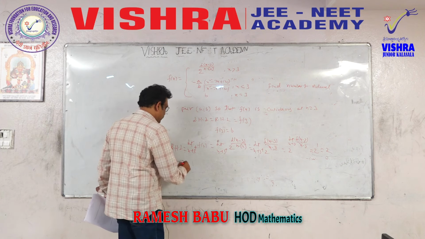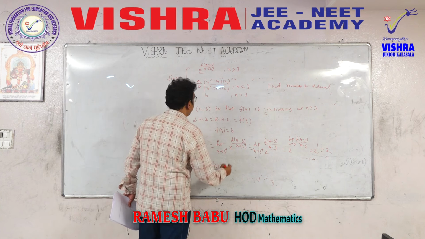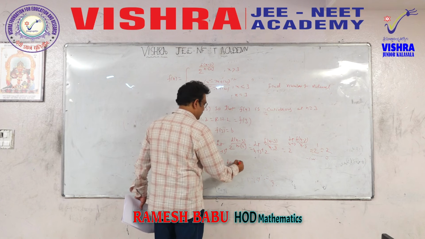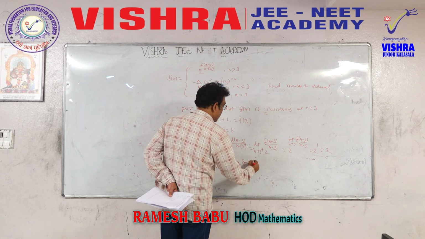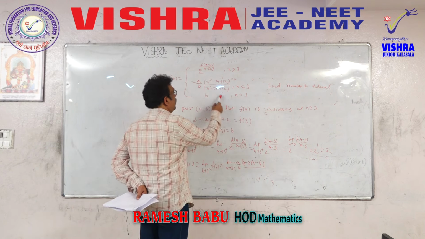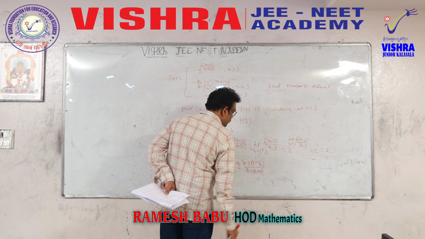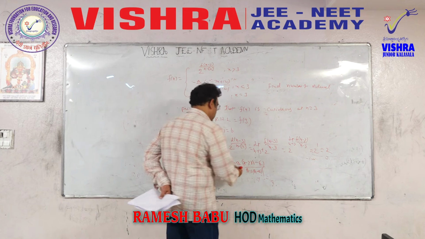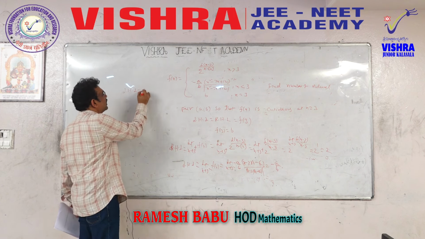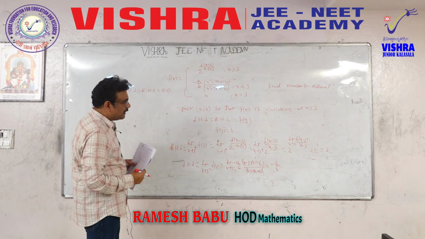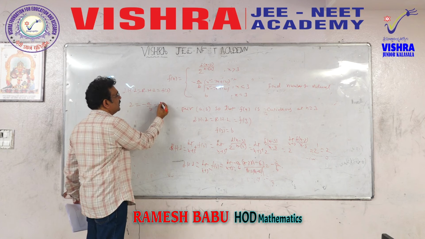Now the left hand limit is the limit as x tends to 3 minus of f of x, which is minus a by b into (x square minus 7x plus 12), that is (x minus 3) into (x minus 4), divided by the modulus of (x minus 3) into (x minus 4). Since x is less than 3, the answer will be minus a by b. So the left hand limit is equal to the right hand limit is equal to f of 3. The right hand limit is 2, so 2 is equal to minus a by b is equal to f of 3, which is b.